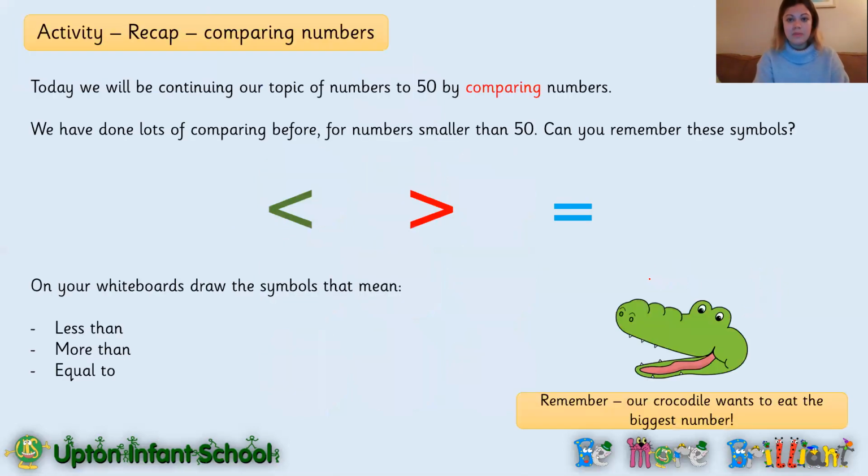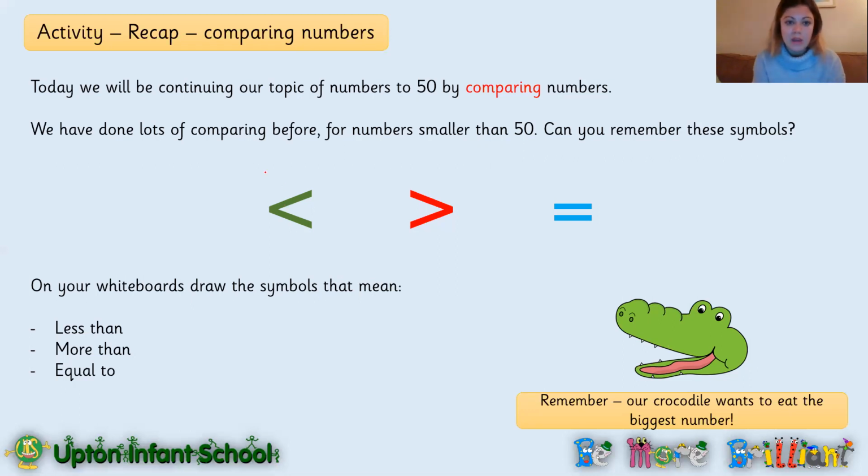Well done. So we're going to move on to our activity now. And this activity is a recap of comparing numbers. So can you remember when we've done lots of comparing before with numbers that are a bit smaller than 50? And we've used our symbols of less than, more than, and equal to. Remember, we've said before that we have our crocodile here, and he always wants to eat the biggest number. We've talked about having open mouths here of our crocodile.